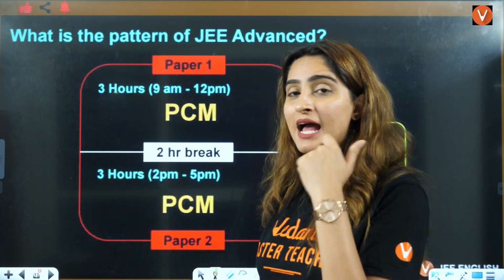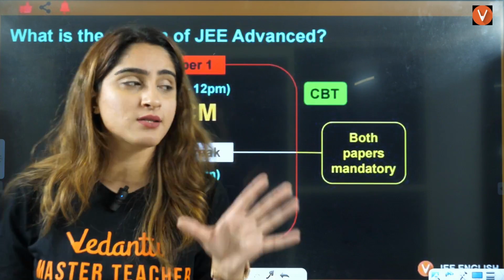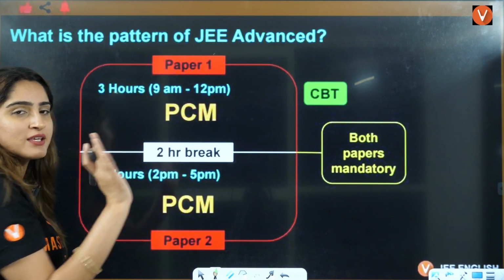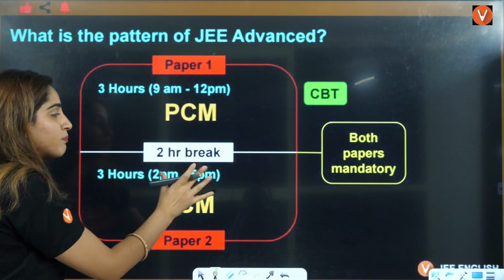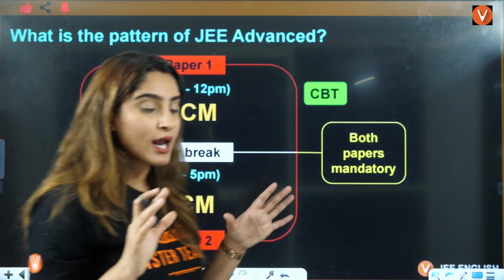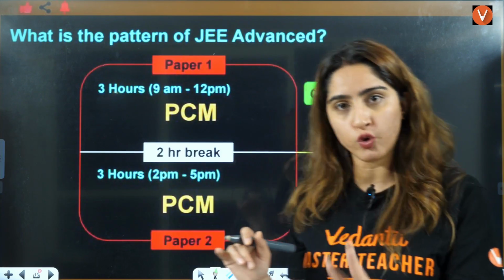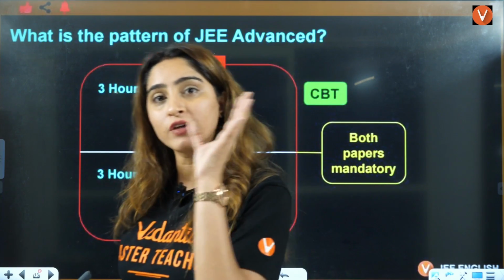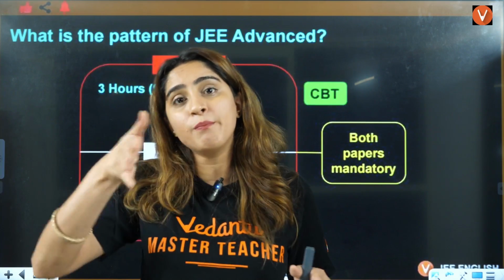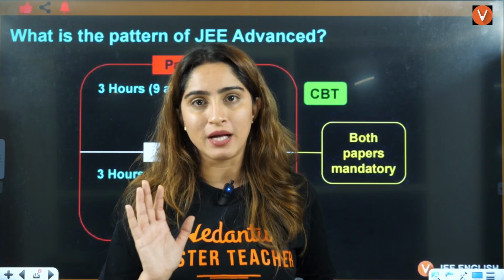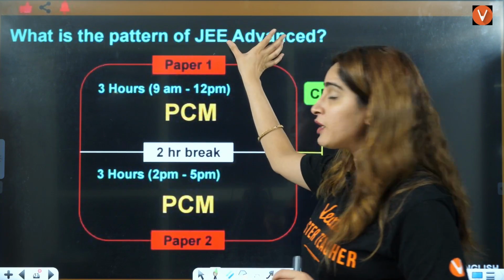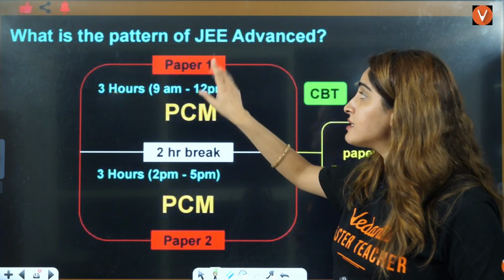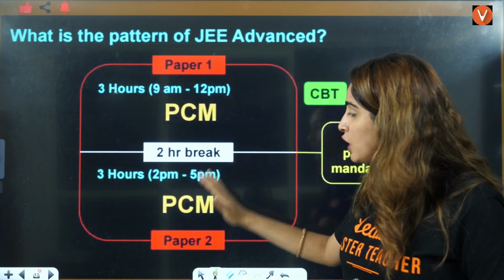Now I'll tell you what exactly changes when the pattern changes. This is a tricky thing, so understand this. First, this thing is fixed in JEE Advanced: paper 1 and paper 2. You will have 2 papers in one day only. You get into JEE Advanced only after qualifying with good marks. Only some percentage from JEE Mains will get into JEE Advanced, right? If you are eligible, first is your paper 1 and then you will have paper 2.